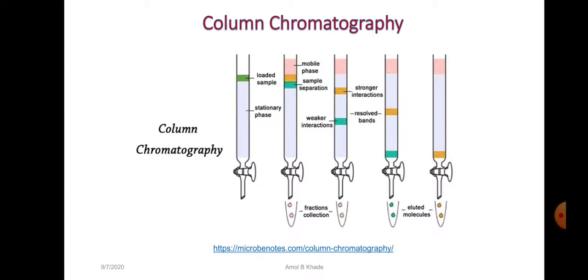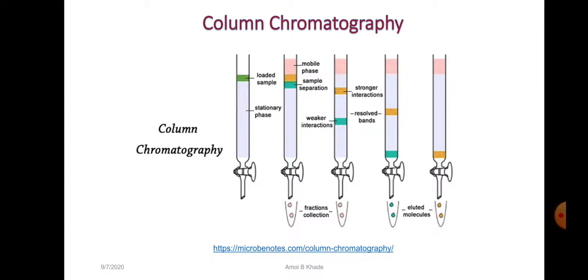In column chromatography, we take a glass column, which can be of different sizes. At the bottom we have the stopcock, and just above the stopcock we put some sand or cotton wool. This is to hold the stationary phase, which is a very finely powdered inert phase. If you don't keep a trap there, the stationary phase might come out through the tap.